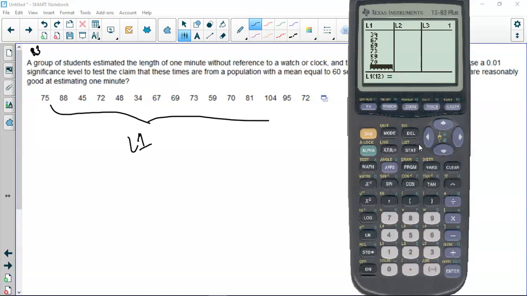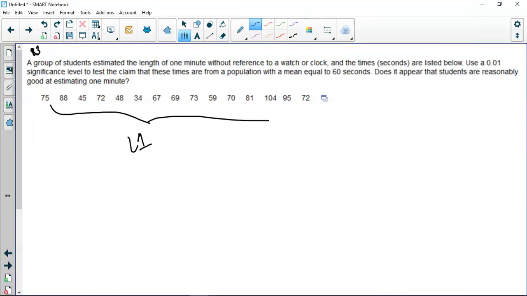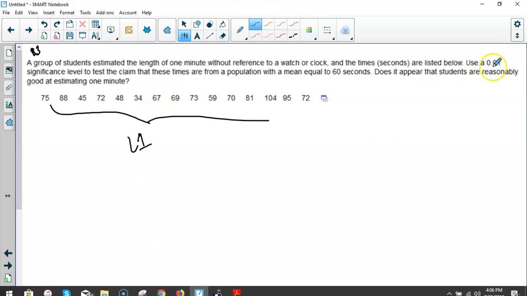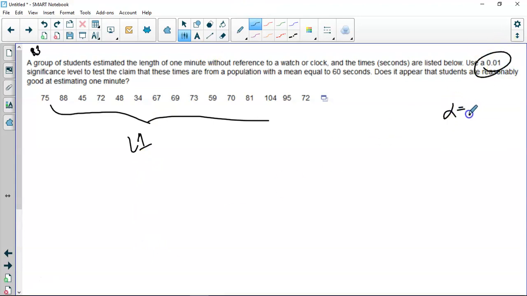This is the worst part, putting in data. Okay, data is in, so I'm going to say second mode to go out to the main screen. A group of students estimate the length of 1 minute without looking at a clock. Use a 0.01, so we want to be really sure that we are right. Alpha is 0.01, and I have 15 students, so n is 15.